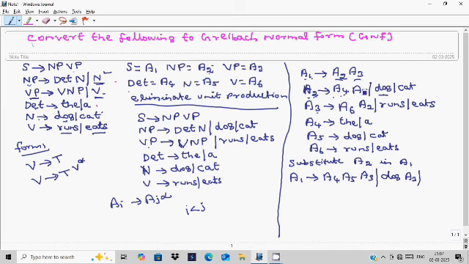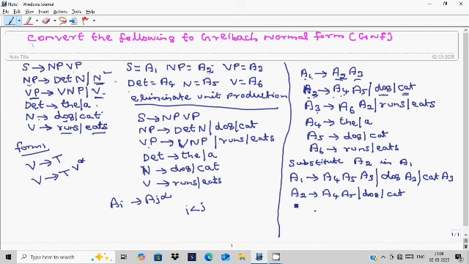Now coming to the next one. A2 also has one more production called cat. So A2 can be replaced by cat. So we will get cat A3. Okay, now we will rewrite all the productions as they are. So A2 tends to A4 A5, and dog and cat.